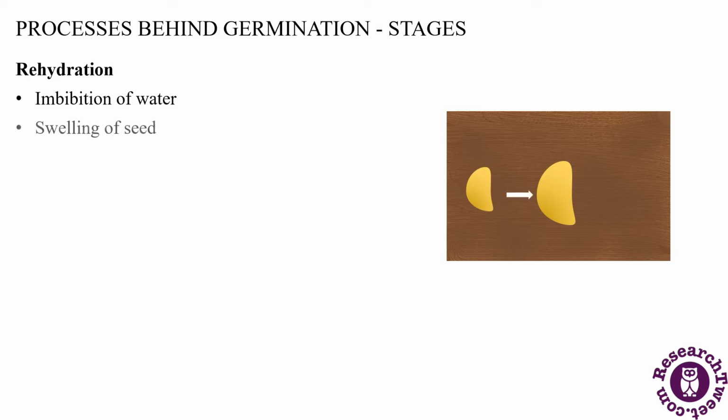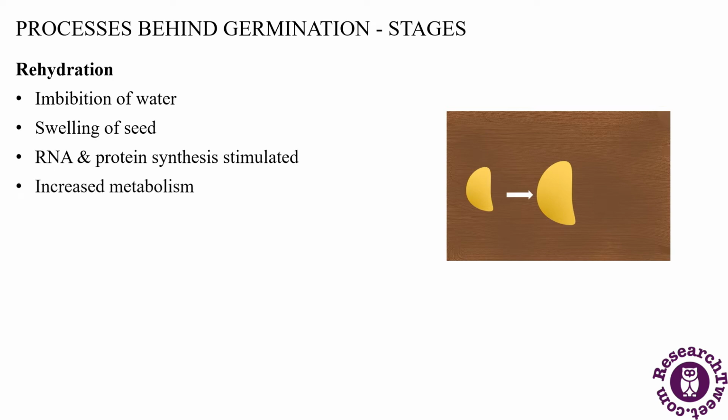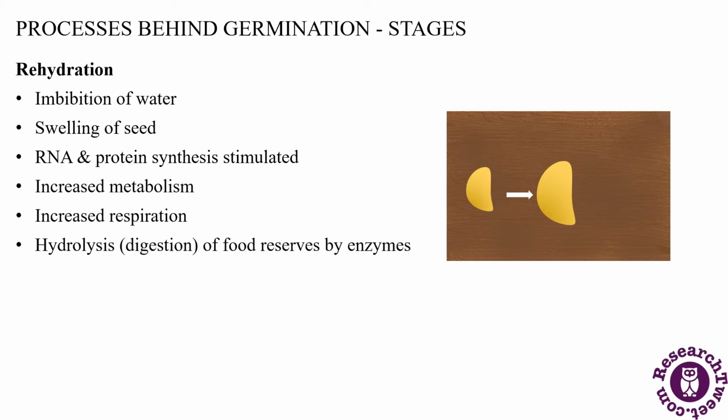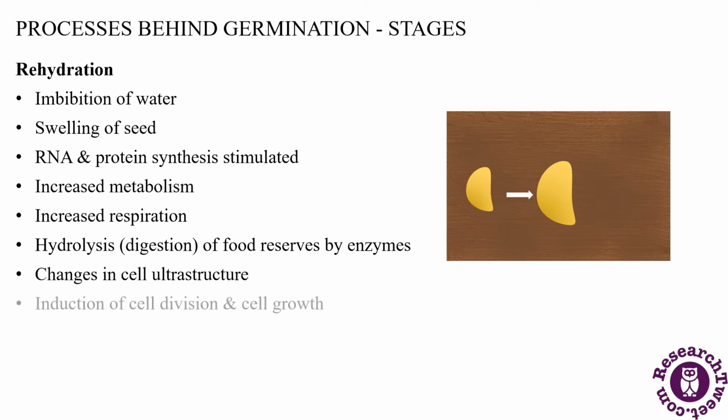Process behind germination: rehydration, imbibition of water, swelling of seed. RNA and protein synthesis is stimulated, increased metabolism, increased respiration, hydrolysis, digestion of food reserves by enzymes, changes in cell ultrastructure, induction of cell division and cell growth.